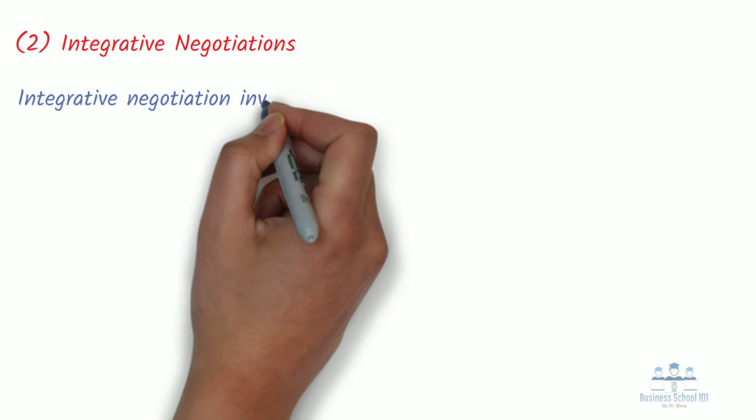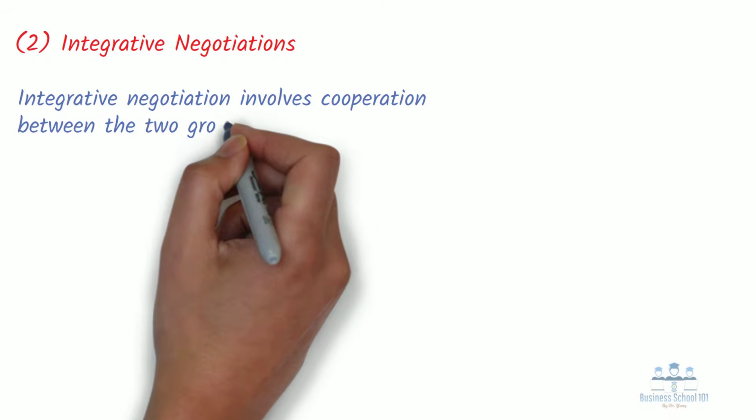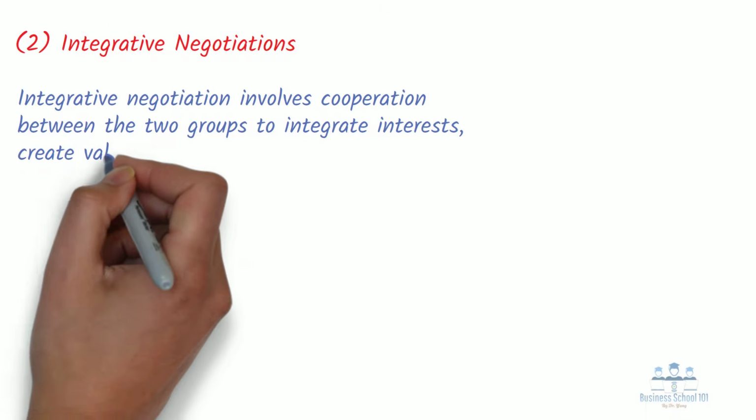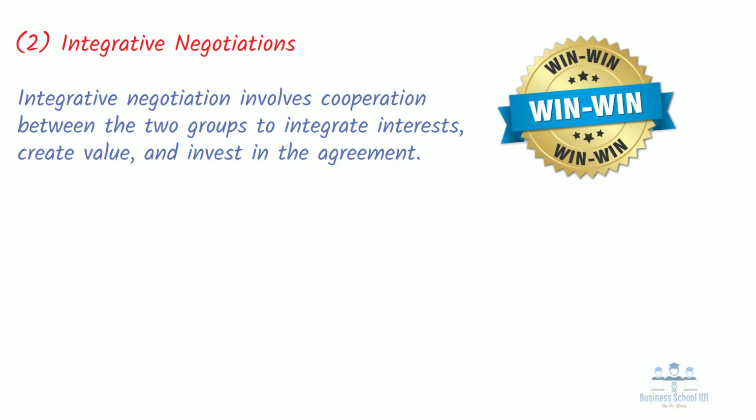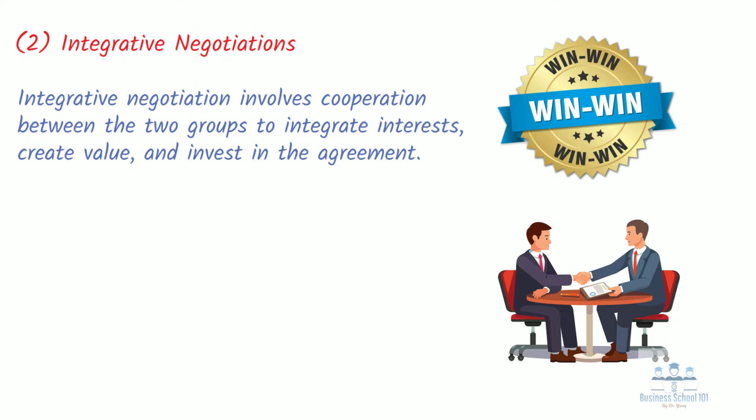Interactive negotiation involves cooperation between the two groups to integrate interests, create value, and invest in the agreement. Both groups work toward maximizing benefits for both sides and distributing those benefits. This method is sometimes called the win-win scenario, which does not mean that everyone receives exactly what they wished for, but instead that the compromise allows both sides to keep what is most important and still gain on the deal.